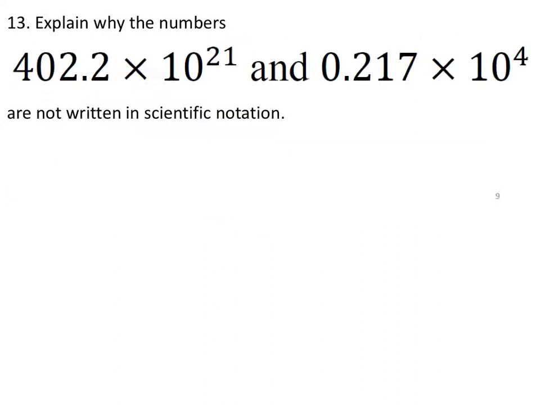Alright, why are these two numbers not in formal scientific notation? That is because this decimal has 3 numbers to the left, therefore it is not in scientific notation. This number has only one number to its left, but it's a 0, which cannot happen, so that is why that one is not in scientific notation.